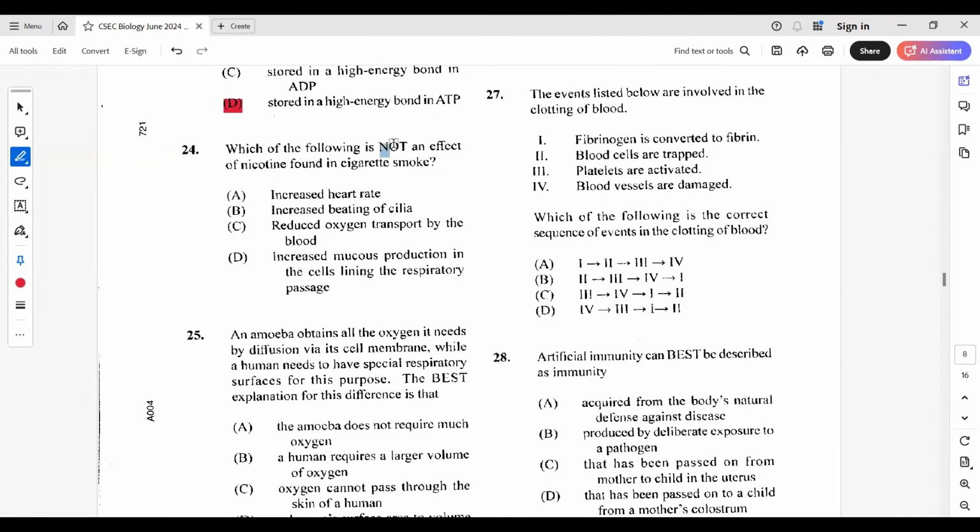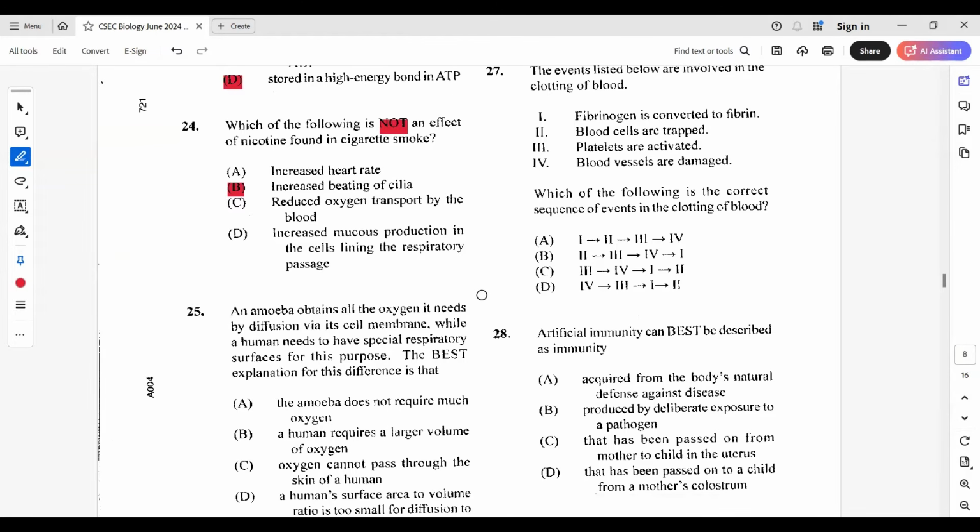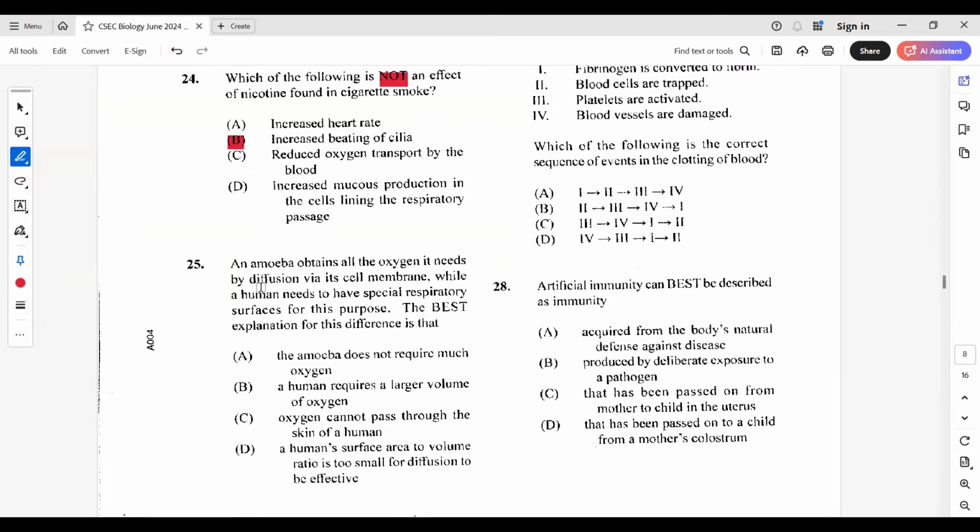Remember, we are looking for not one of the effects. Increased mucus production, cells lining the respiratory passage. Yes, it does do that. So the one that we were suspect about, B. All right, it reduces the beating of cilia. It actually kills some cells along the way.